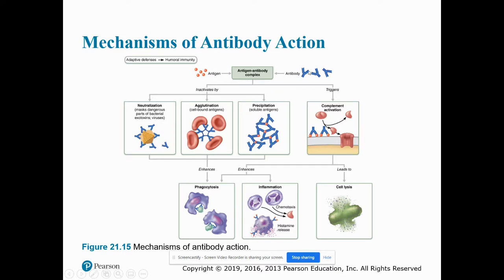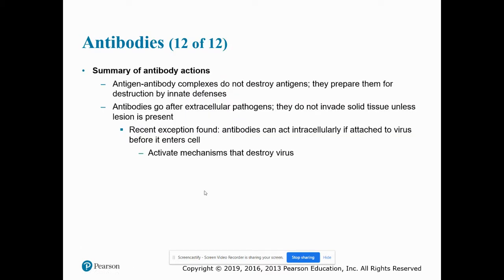So antigen, antibody, and we have inactivates by neutralization, agglutination, or precipitation, and it can also trigger complement activation. And then you can see complement will lead to cell lysis, and it enhances phagocytosis and inflammation. Summary of antibody actions. Antigen antibody complexes do not destroy antigens. They prepare them for destruction by innate defenses.